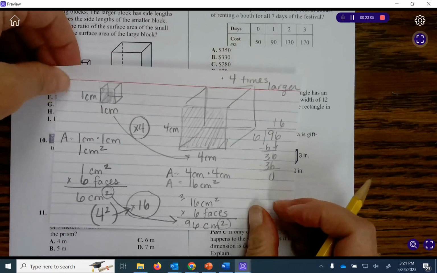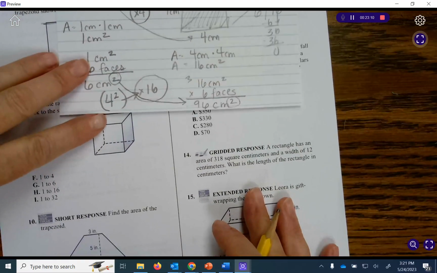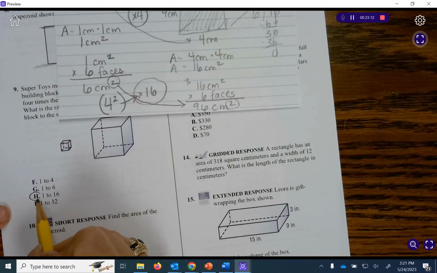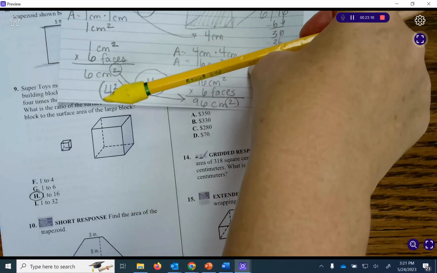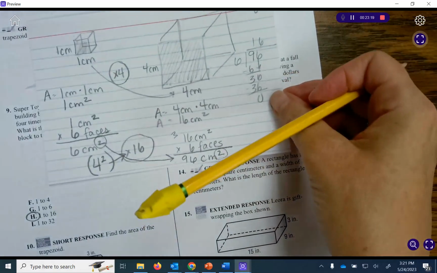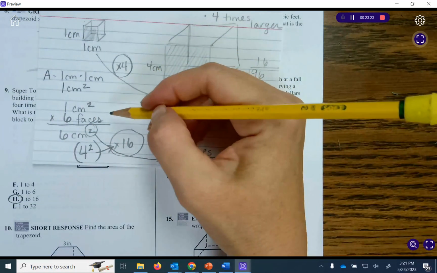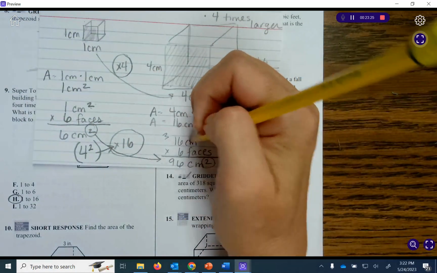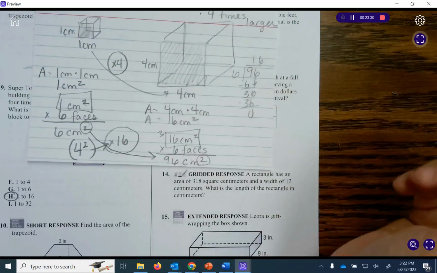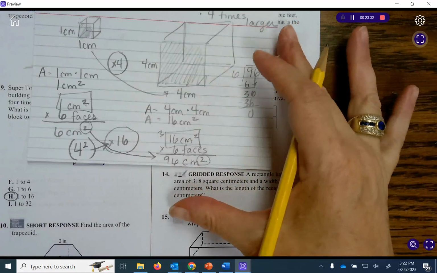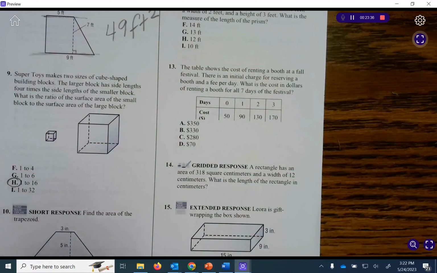All right, so it would be 1 to 16. For every square centimeter, you're going to get 16 centimeters squared. You see that right here? All right, moving on.